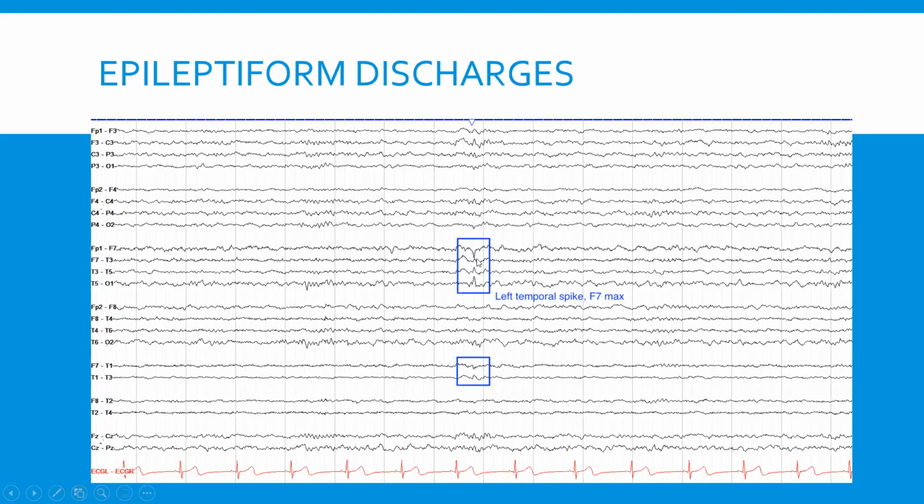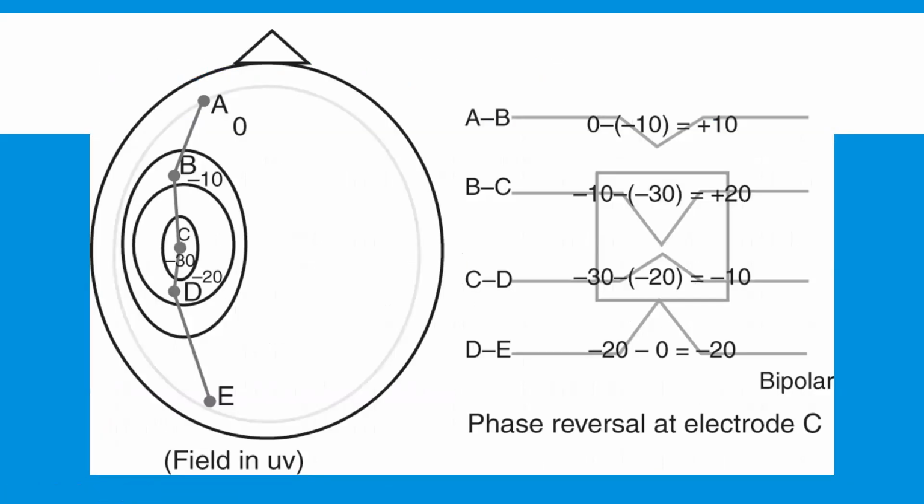So that means F7 is where the discharge is. And I'll have a diagram to explain why that's the case. This is basically a picture of what a seizure discharge looks like. Let's say, for the sake of argument, the seizure discharge occurs at C, right? So that means the potential here is most negative. It's minus 30.